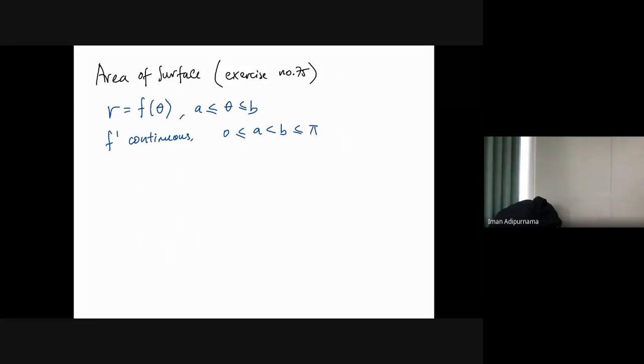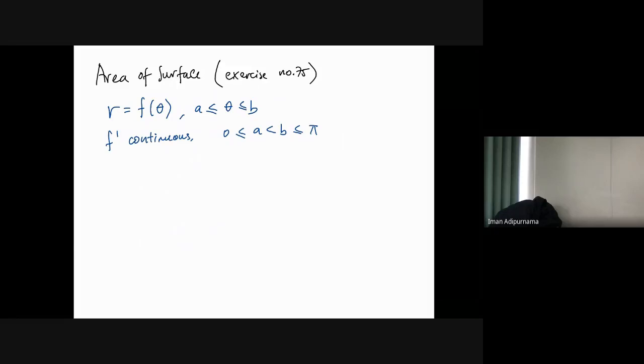Okay. So you get the idea? In parametric, you have restrictions for area of surface. You only can traverse once, so you cannot go back. Because if you go back when you rotate, you'll be having a weird area, right? But here, what does it mean? 0 and pi means, okay. Let's say this is the polar axis. So this is when theta equals 0. This is theta equal pi over 2. This is theta equal pi.